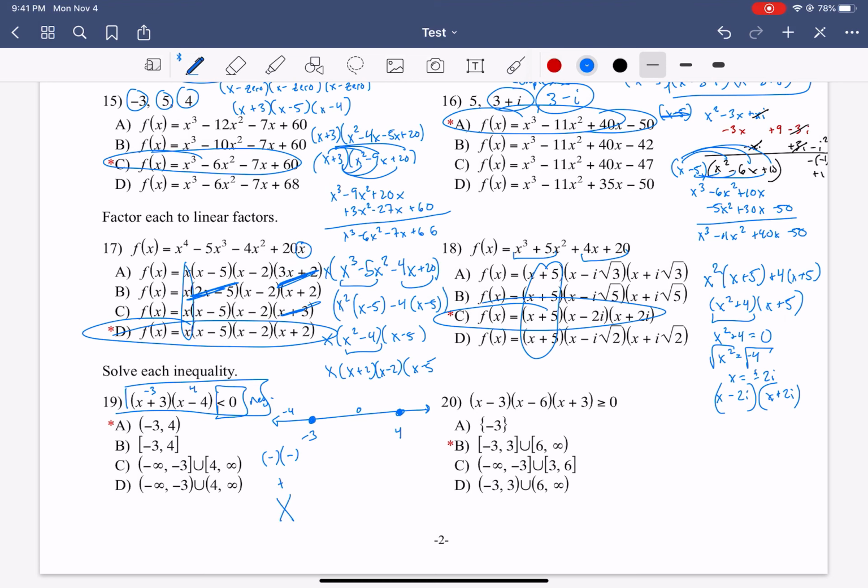A nice little number in between negative 3 and 4 is 0. If we plug that in, 0 plus 3 is a positive, and 0 minus 4 is a negative, so we get a negative here. That is in the solution set. Then if we plug in a number to the right of 4, 5 is a good example. 5 plus 3 is 8, which is positive, and 5 minus 4 is positive. So we get a positive number, which is not in the solution set.